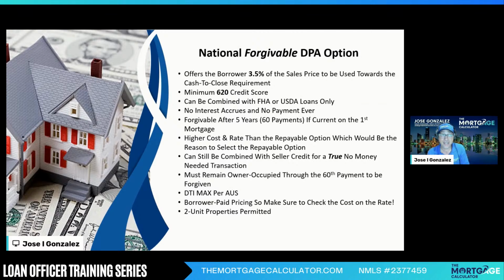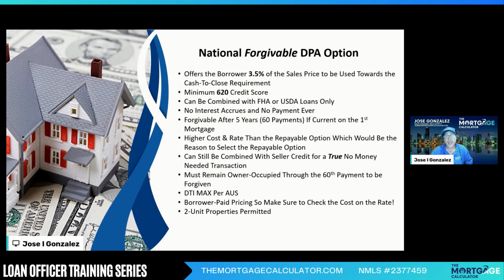And good news keeps coming. It is forgivable after 5 years or 60 payments if you are current on the first mortgage. Now, what I will note is that it is a higher cost and rate than the repayable option. And this usually would be the only reason to select the repayable option, right? Because why would you walk away from free money? And the reason is going to be this.